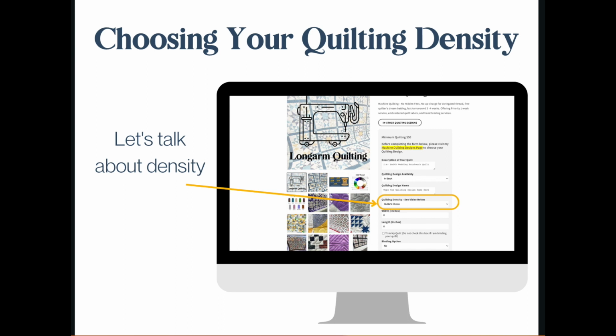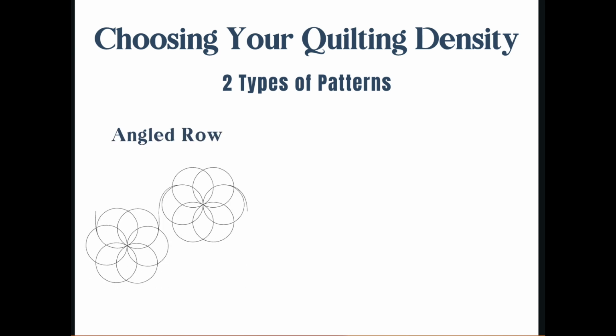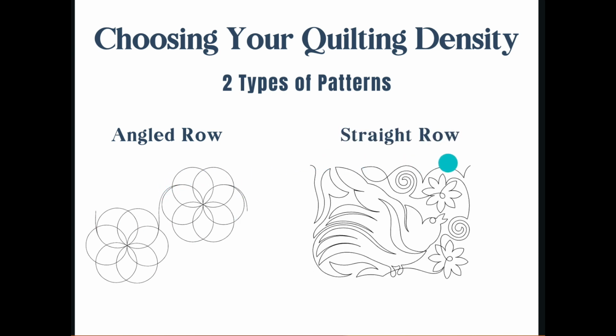Now, we'll talk more about each of these here in a second, but I want to talk about the actual density and what that means. So, when you're looking at your patterns, there's 2 different types of patterns that you're going to find. The first one is an angled row. So you can see this part of the design is lower than this part, whereas a straight row goes straight across.